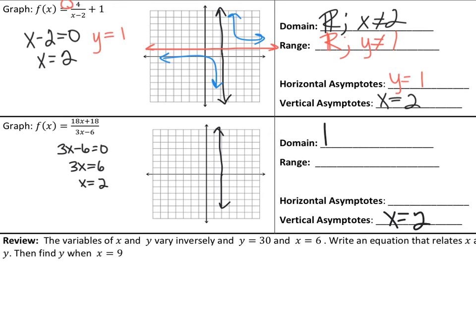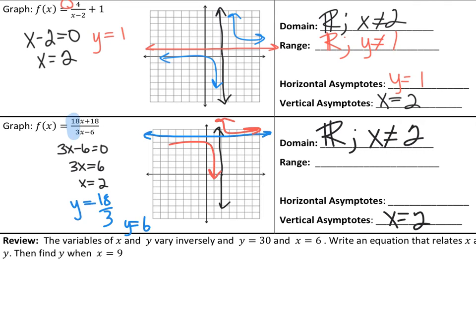Okay. Which affects my domain. So my domain is all real numbers except x cannot equal 2. My range is going to be the division of my coefficients. So 18 divided by 3. 18 divided by 3 is y equals 6. And we can barely fit it in there. Okay? And it's a positive, so my branches are going to go in the first and the third quadrants. My range, so y equals 6. All real numbers except y cannot equal 6.